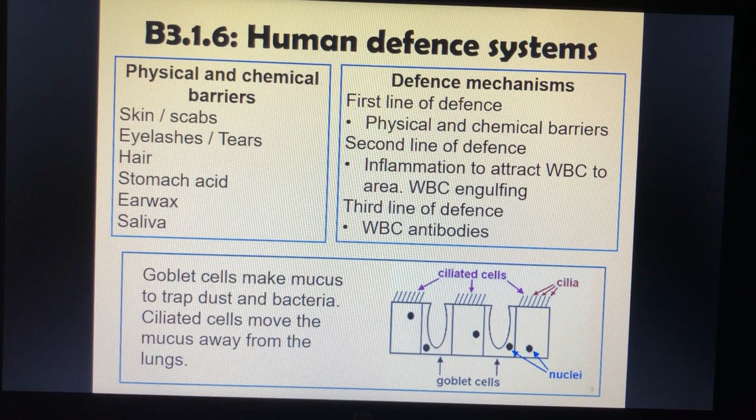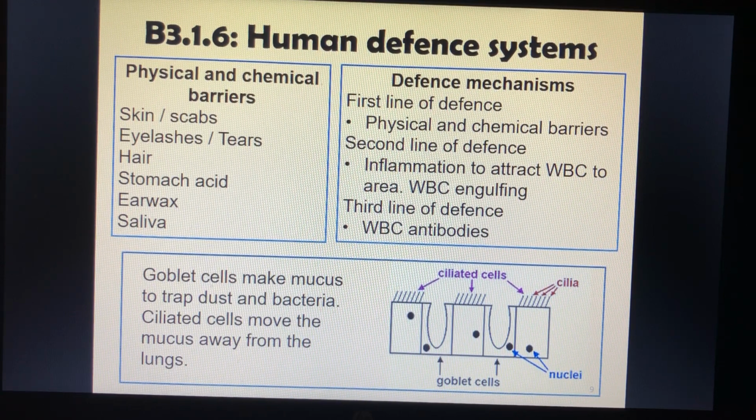Let's look at human defence systems then. So we've got the physical barriers and the chemical barriers. Physical being anything that stops the pathogens from getting in, things like saliva and tears have antiseptic properties.